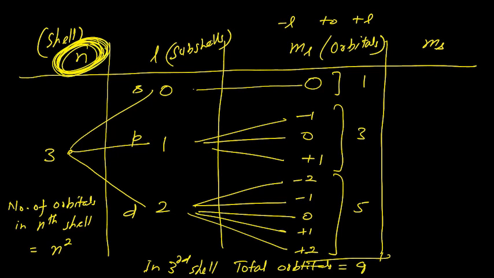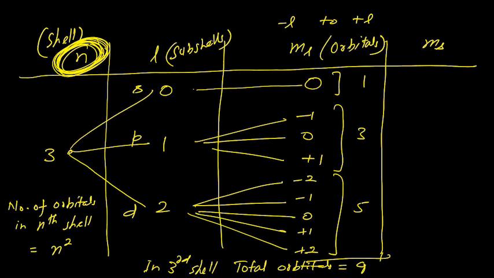N is, sir, always the shell number. So from the shell number we can directly obtain the orbitals. In the nth shell there will be multiple subshells, and in all those subshells there will be orbitals. So we are talking about all orbitals in all subshells of that shell. This is the maximum number of orbitals there.